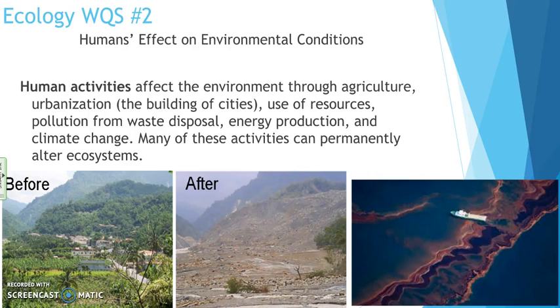And lastly, now I'm going to tie in humans' effects on environmental conditions. Unfortunately, a lot of the effects that we have on environmental conditions aren't necessarily positive. Human activities affect the environment through agriculture, urbanization or building of cities, the use of resources, pollution from waste disposal, energy production, and climate change. Many of these activities can permanently alter an ecosystem and even destroy ecosystems.